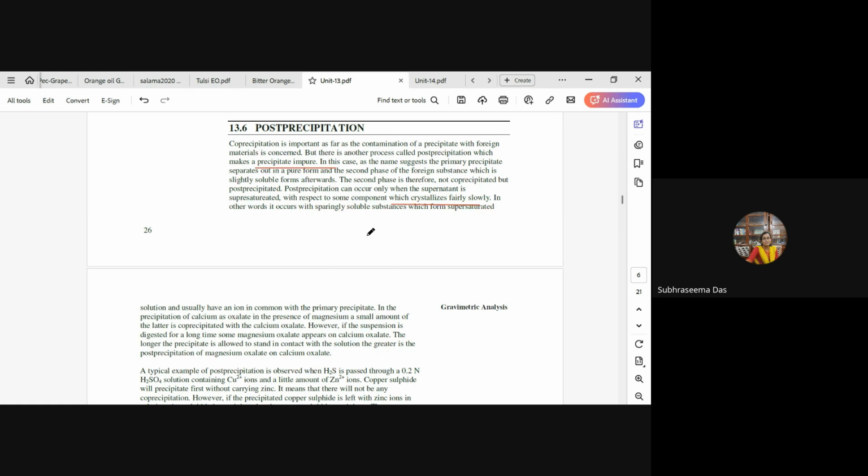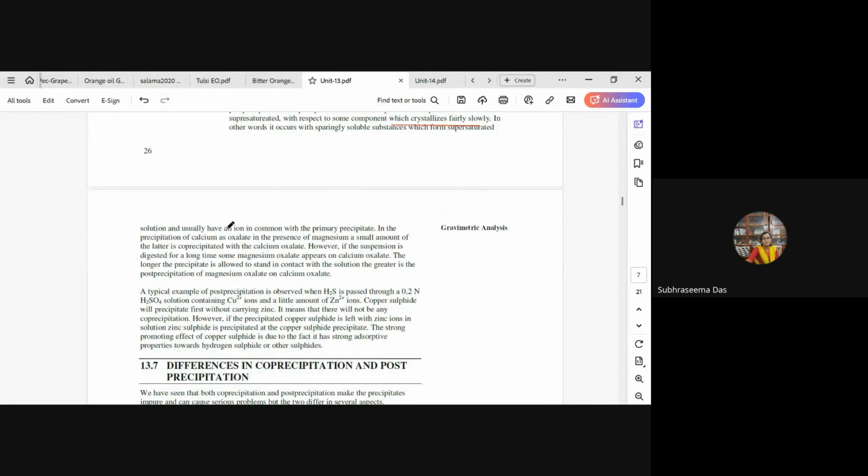This happens with sparingly soluble substances which form supersaturated solutions and usually have a common ion. For example, in the precipitation of calcium oxalate in the presence of magnesium, a small amount of magnesium is co-precipitated with calcium oxalate. However, if this suspension is digested, then some magnesium oxalate appears on calcium oxalate. So this is an example of a post precipitation reaction.